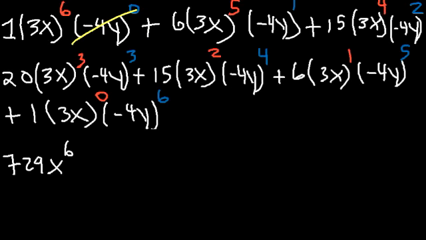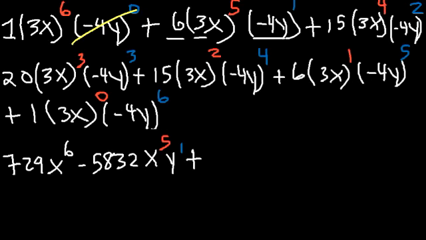And then we have 6 times 3 to the 5th power times negative 4. 3 to the 5th power is 243 times 6. That's 1458 times negative 4. So you should have negative 5,832 x to the 5th power, y to the 1st power. So the signs are going to alternate between positive and negative. Now for the next term, it's going to be positive.